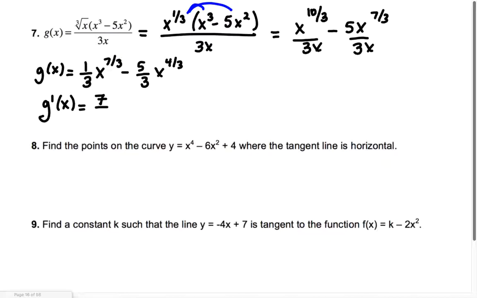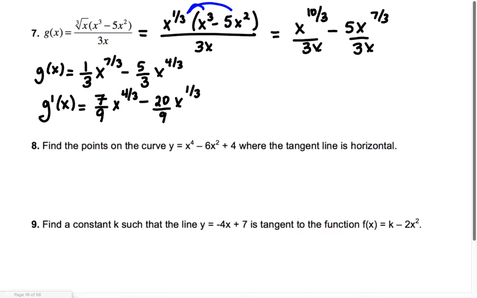7 over 9, x to the, subtract 1, 4/3, minus, x to the 1/3, good. Did you guys get that? Okay, we're taking the 7/3 times 1/3, which gave us 7 over 9. We subtracted 1 from the power, which gave us 4/3. We took our 4/3 times 5/3, which gave 20 over 9, and then we subtracted 1 from the power, which gave us 1/3. That's rough.